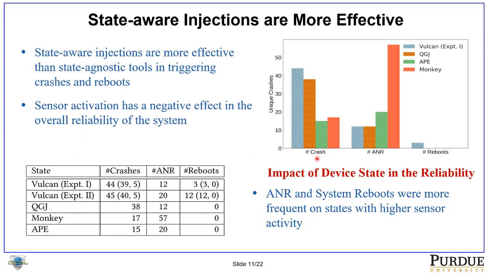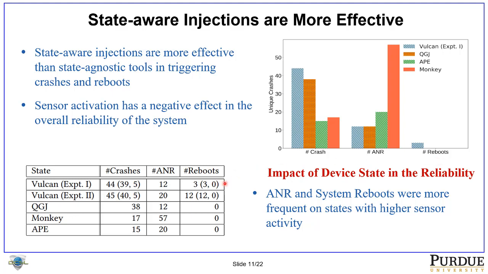For our experiment, we focus on three failure manifestations. The first one is when the target application crashes. The second one is when the target application does not respond. And finally, the third one, and the most severe, is when the device reboots. As we can see here, Vulcan was able to trigger more crashes and more system reboots than any of the other testing tools. In fact, Vulcan was the only testing tool that was able to trigger system reboots. This can be explained by the fact that Vulcan can steer the application to a state where it is more vulnerable.